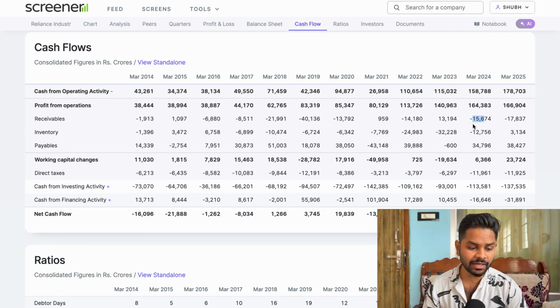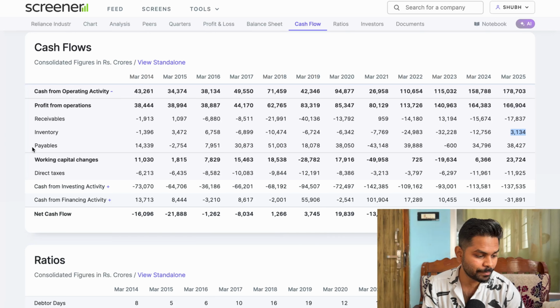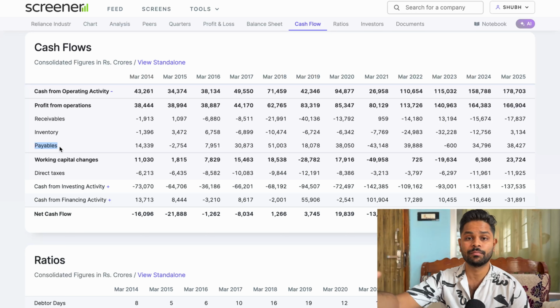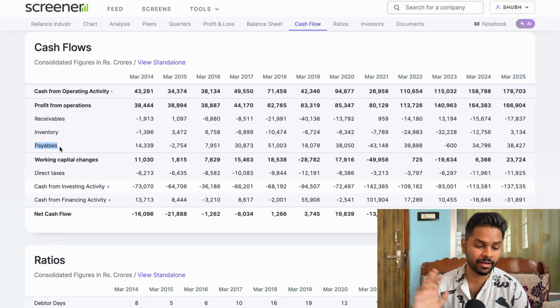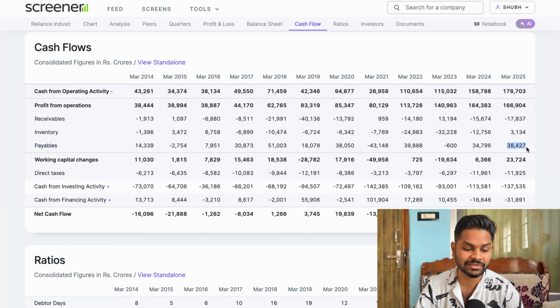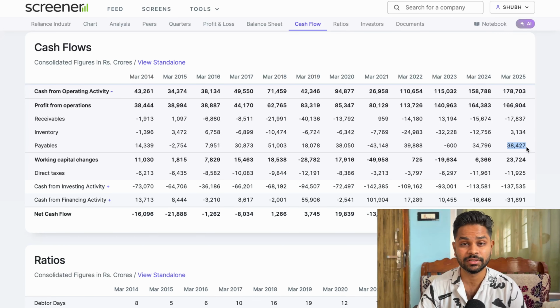Inventory. Inventory last year was 12,756. Inventory means stock. This means it was 3134. It means this much money they have received through inventory. Right? This is what this tells me. Payables. Now, what is payable? Payable means the company has to pay its creditors, right? The company borrows raw material, whatever it is, and they have to pay. This time it was positive. The company has received money from its payables, and now in 2025 it has increased to 38,427. They have received, right?